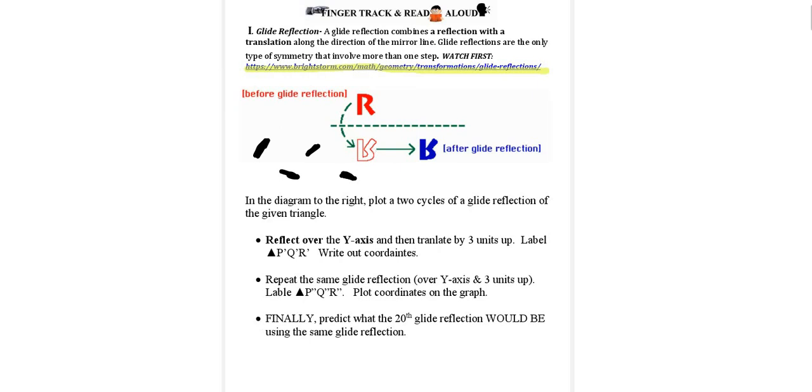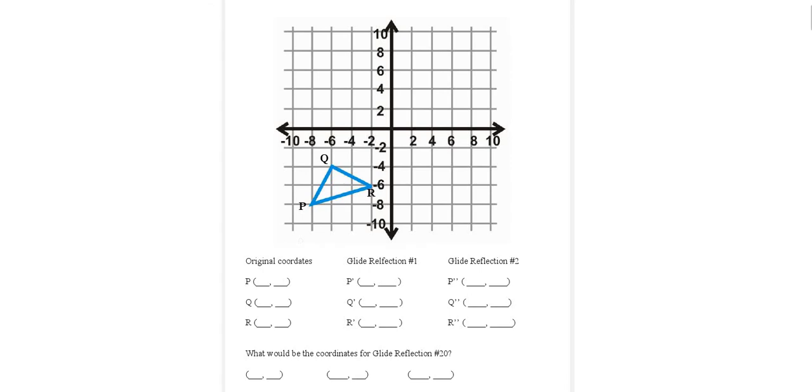So it says right here that you're going to start with this point. Now watch it. These coordinates are double coordinates. So right here, the first coordinate of P is -8, -8. And then Q is at -6, -4. And then R is at -2, -6.